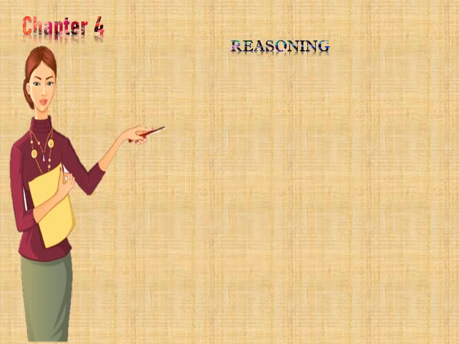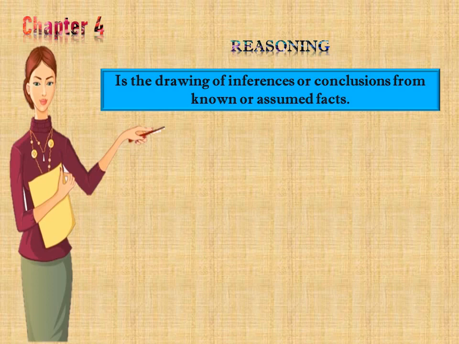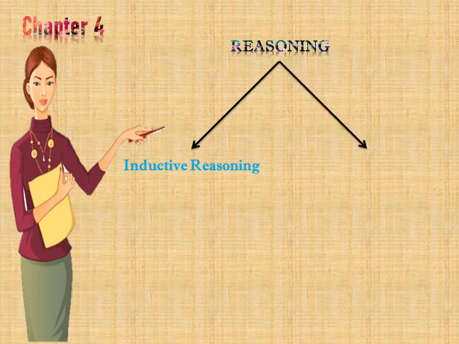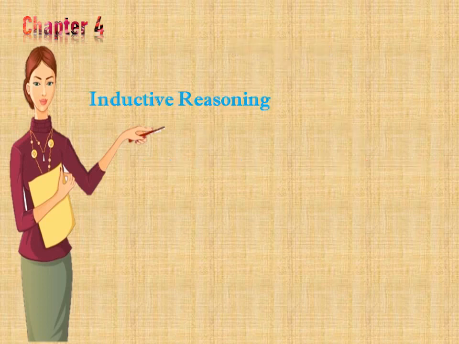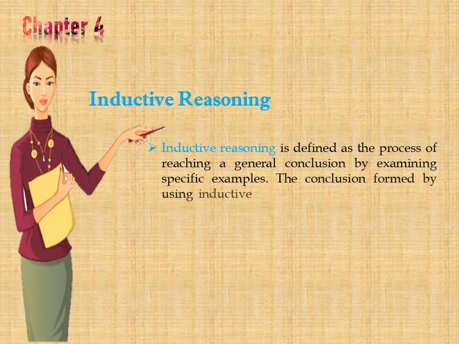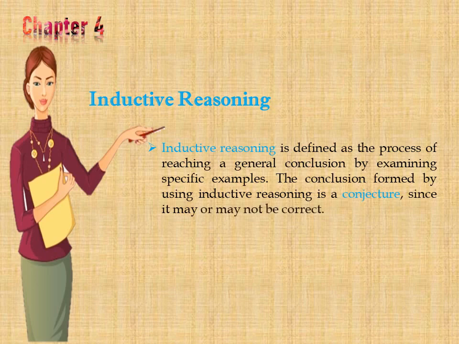Let's first define reasoning. In logic, reasoning is the drawing of inferences or conclusions from known or assumed facts. There are two major types of reasoning. The first one is inductive reasoning, and the second one is deductive reasoning. Inductive reasoning is defined as the process of reaching a general conclusion by examining specific examples. The conclusion formed by using inductive reasoning is called a conjecture, since it may or may not be correct.